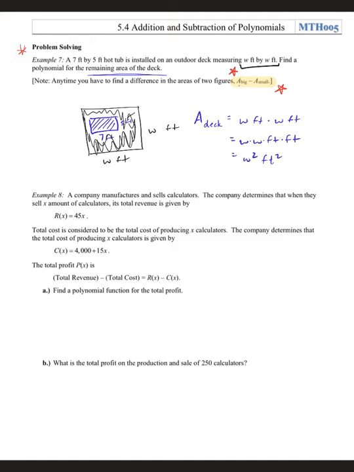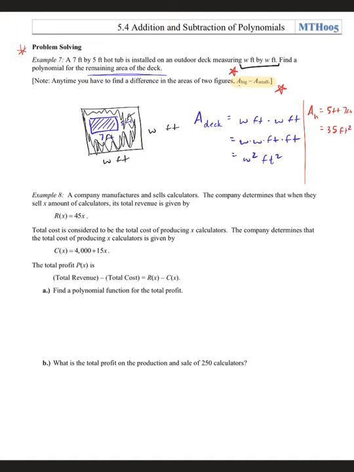Now we have to find the area of the hot tub. I'm going to do this one in red just so I can see the difference. So the area of the hot tub, length times width again. So now we have 5 feet and we have to multiply it by 7 feet. Well, 5 times 7 is 35. Feet times feet is feet squared.